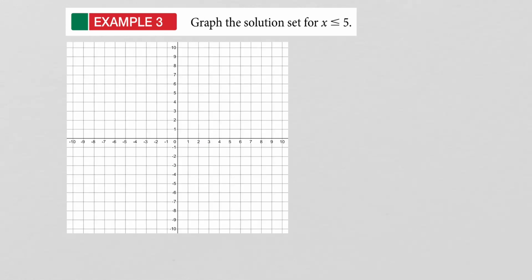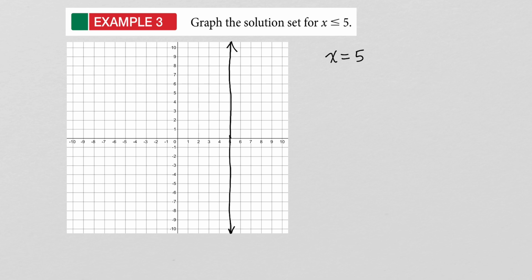Now, the next example is a little bit more of a special case. We want to graph the solution set for x is less than or equal to 5. So if you consider the xy coordinate system, you know that x equals 5 is right here on the x-axis. But of course, remember, any point that is on this vertical line is going to have an x-coordinate equal to 5. So let's just consider, what does x equal 5 look like? And again, that's just going to be the vertical line going through x equals 5, like this.